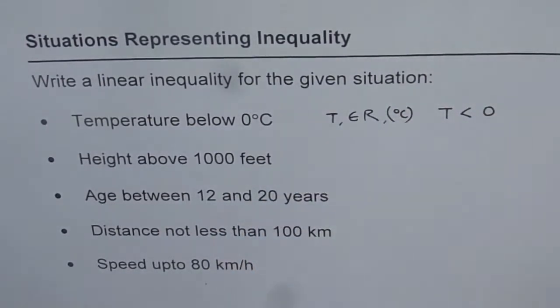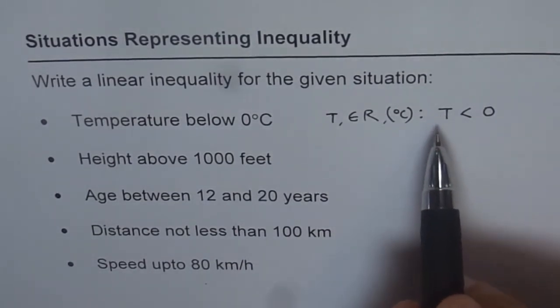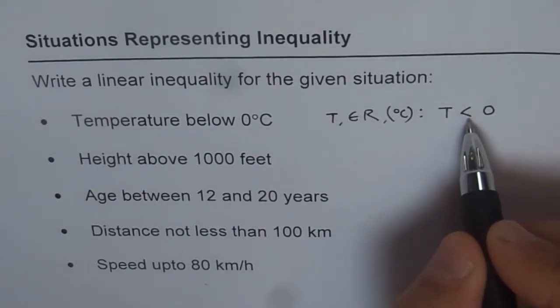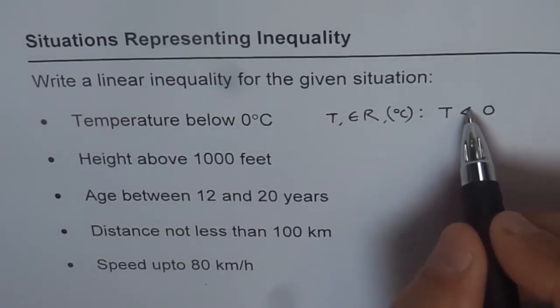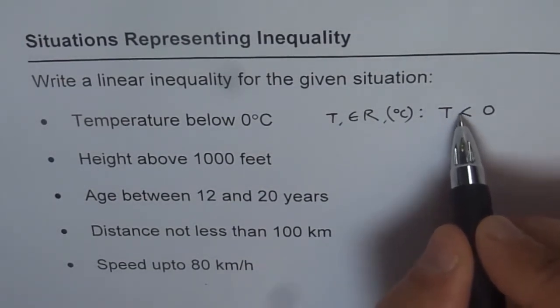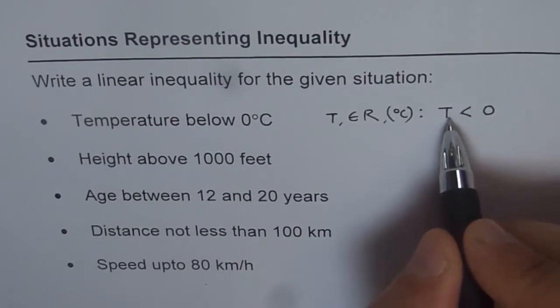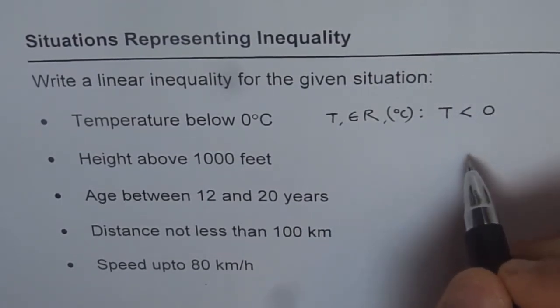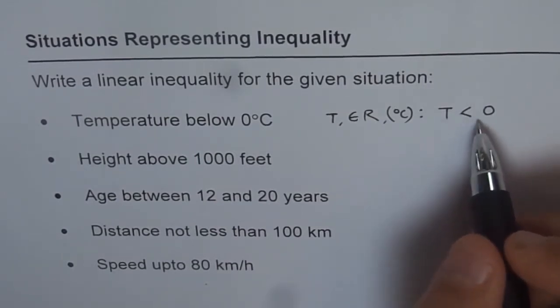So we'll write a statement defining our variable T, and then we say temperature T is less than 0. So this symbol is for less than, okay? So whenever you write this, this is a smaller end, that's a bigger end, so T is smaller than, this is the number 0, okay? So that is how you can represent it in the form of inequality.